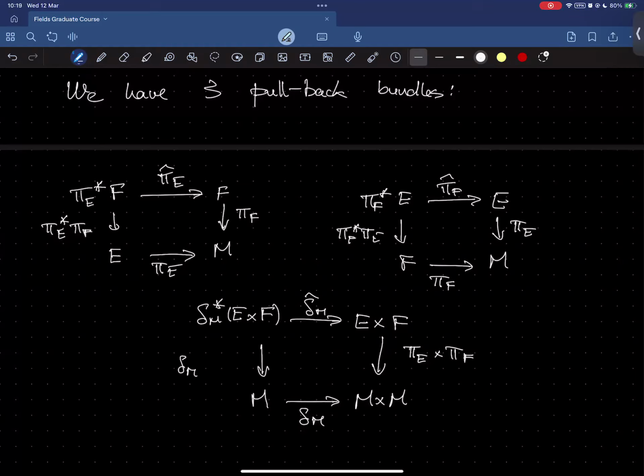delta E star pi E cross pi F. Okay, now obviously those three things are all isomorphic as vector bundles. Okay, and if you believe that, right, but let's maybe try to convince ourselves that they might be. So what does this thing consist of? Let's just choose one of the three. Well, these two work the same. So once you've done one, then the other one's the same.